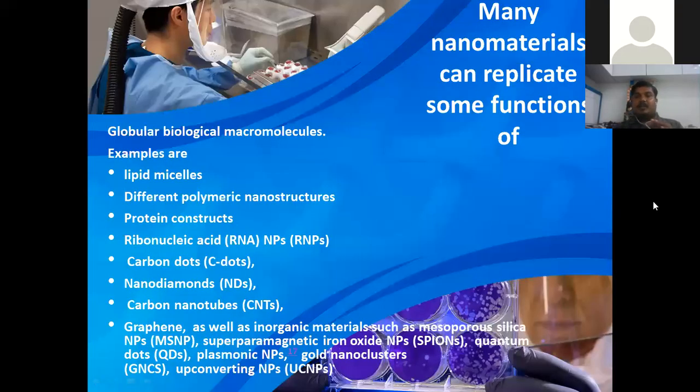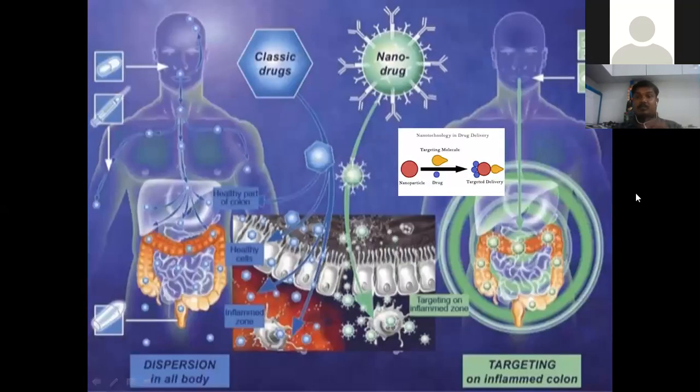And many nanomaterials can replicate some functions of biological macromolecules, because biological macromolecules and molecules decide our metabolic action in our body, you know that. Based on that metabolic activity only, we use the drugs. For that, nanotechnology based products show these characters: lipid micelles, different polymeric nanostructures, protein, RNA, carbon dots, nano diamonds, carbon nanotubes, graphene, and some inorganic nanomaterials like the silver and gold materials we are preparing in our lab, and plasmonic nanoparticles, which replicate some functions of biological macromolecules.